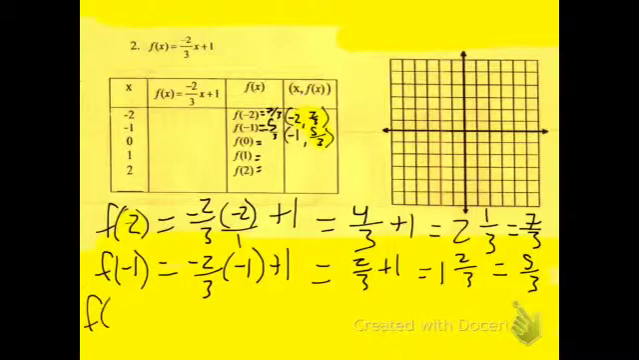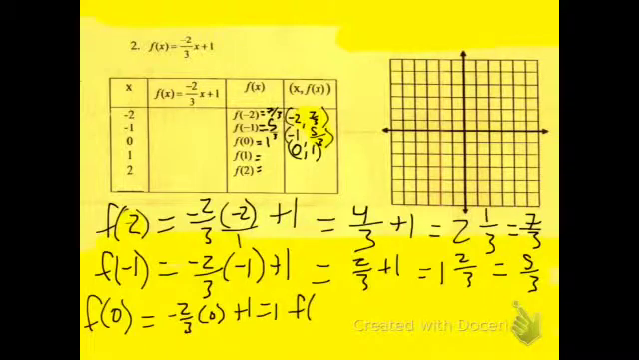So you'll have f of 0 here. You got -2/3 times 0, which is 0, and then you add the 1, so that's just going to be 1. So altogether your point is (0, 1). Next you'll plug in 1, so f of 1 is going to be -2/3 times 1, and then you still have the plus 1 there at the end. -2/3 plus 1 is 1/3. And then you'll have the point (1, 1/3).